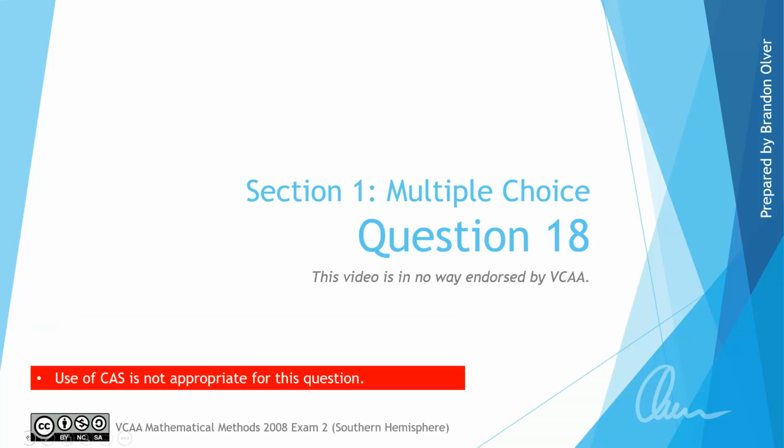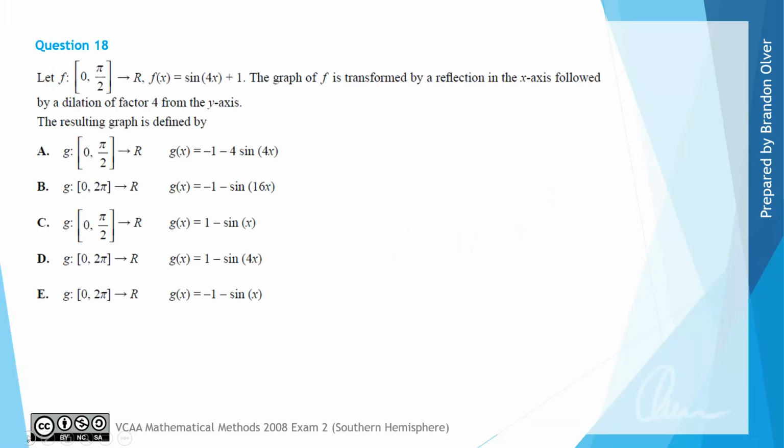Before we move on to the question, I'd just like to point out that the use of a CAS calculator is not really that appropriate for this question. So for question 18 we have: let f be a function with a domain of 0 to pi on 2, where the rule for f of x is sine of 4x plus 1. The graph of f is transformed by a reflection in the x-axis followed by a dilation of factor 4 from the y-axis. The resulting graph is defined by one of the following options.